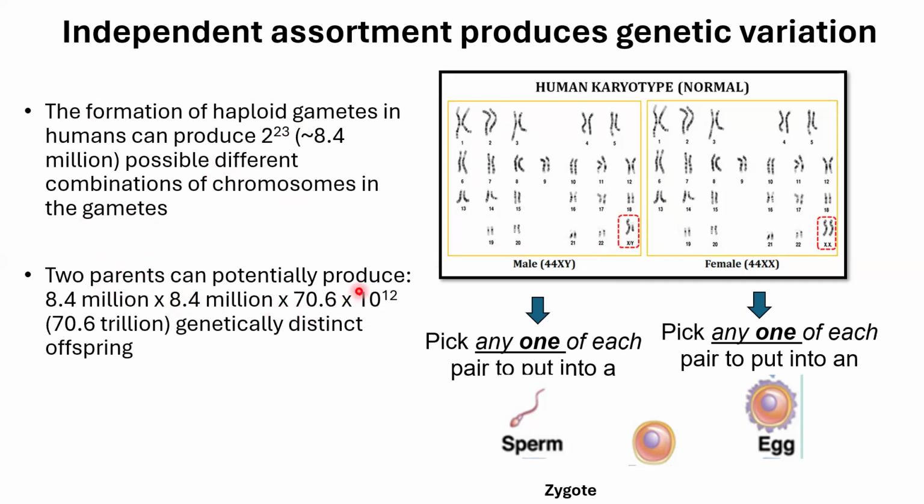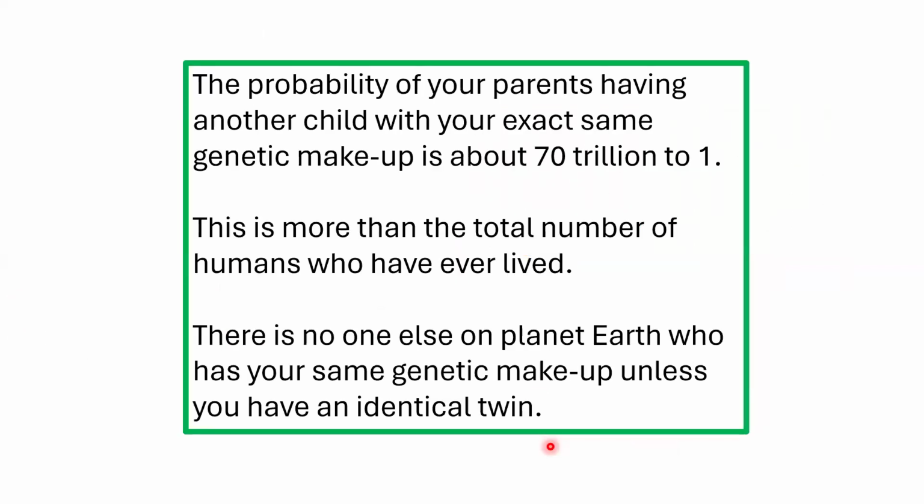And two parents can basically produce 70.6 trillion, because it's 8.4 times 8.4, giving you that amount of genetically distinct offspring. You wouldn't think it's this high, but it definitely is. So if your parents end up having another child with the exact same genetic makeup as you, it's about 70 trillion to 1. That is more than the number of humans who have ever lived. There is no one else on planet Earth who has your same genetic makeup unless you have an identical twin.